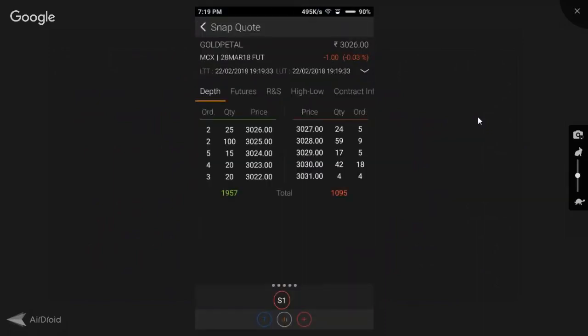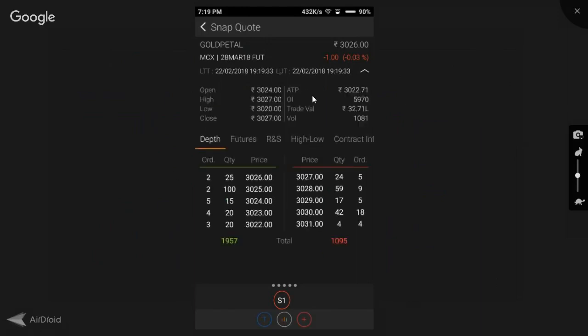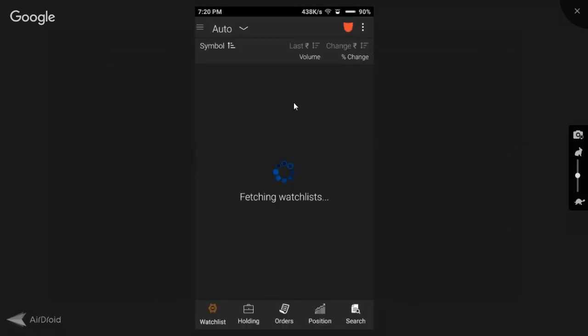Now as you can see, Q shows me the market depth. So it gives me the top 5 buying and selling. Okay. And it's also showing me other important details such as trade value, volume, everything of that sort. Okay. Now let's place the order.